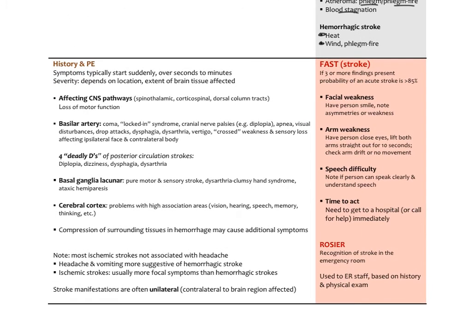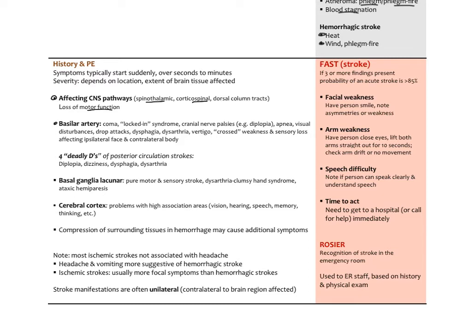Our history and PE for stroke. So this is usually the symptoms are going to be sudden onset over seconds to minutes, and the severity is going to depend on the location of the stroke. We can go through all this, but it's pretty obvious if you start to think about what the functions of each region are. So if there are CNS pathways like the spinothalamic, corticospinal, dorsal column tracts, we're going to see loss of motor function. Again, contralateral to the hemisphere in which the stroke occurs.